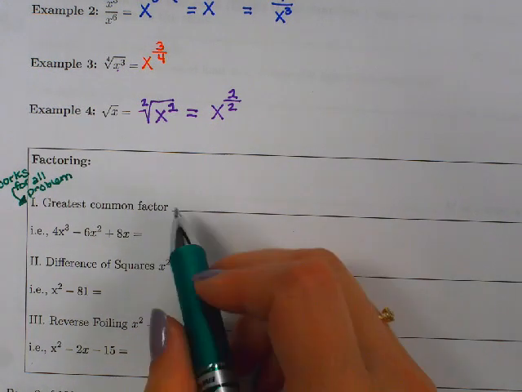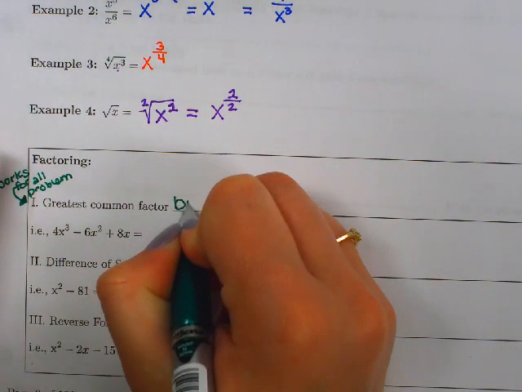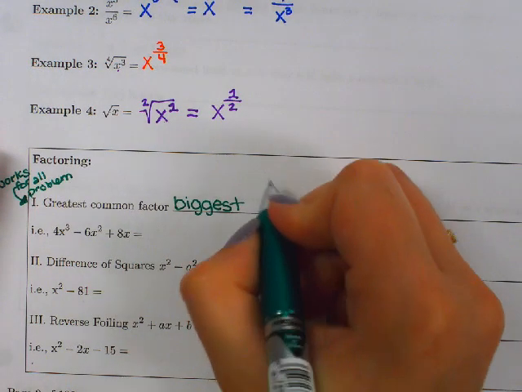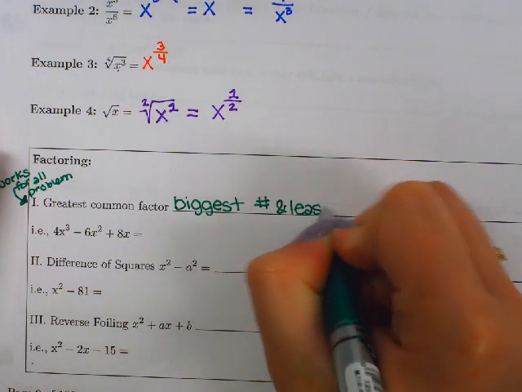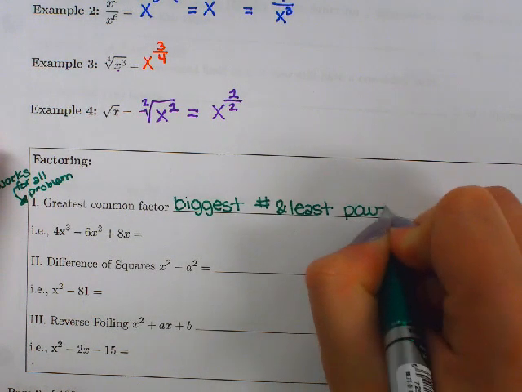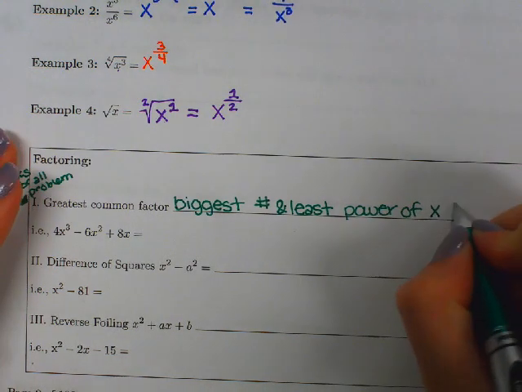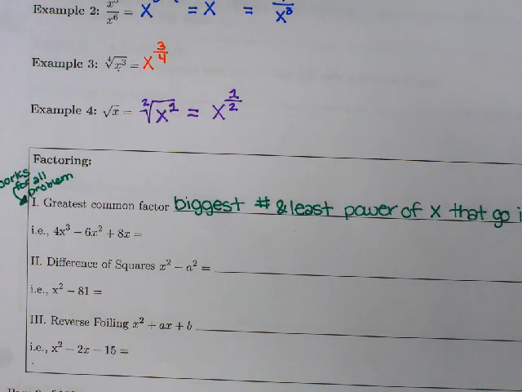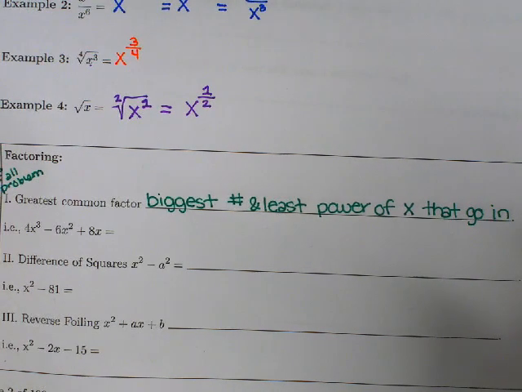So the greatest common factor, you don't necessarily get a definition in high school, and I think it actually helps to know the definition. So I'm going to actually give the definition of this one. It's the biggest number and least power of x that can go into all the terms.